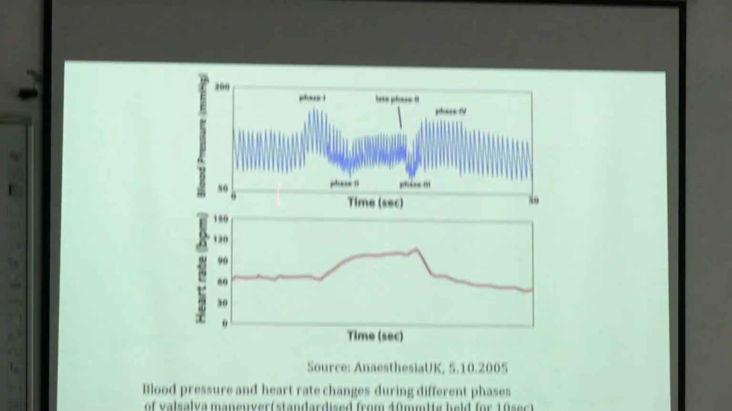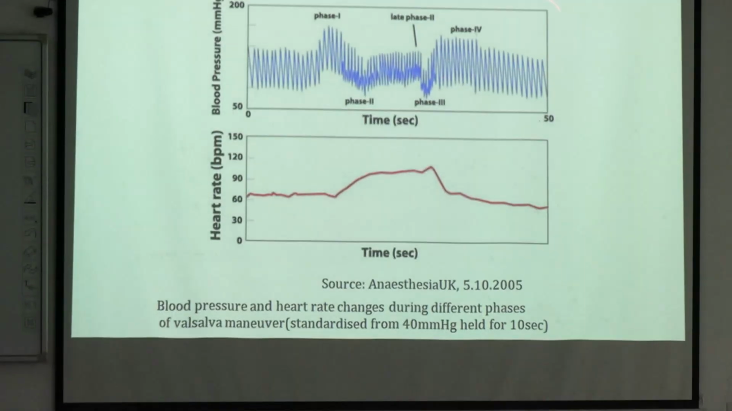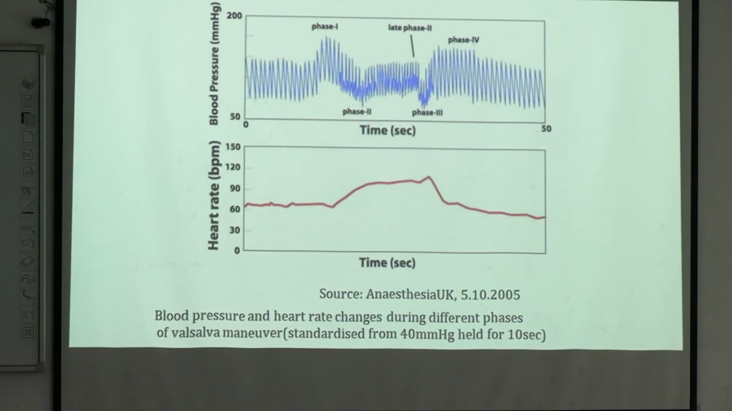And here is the result. Here is the result for blood pressure and here is the result for heart rate. So, you see heart rate highest here and lowest here.